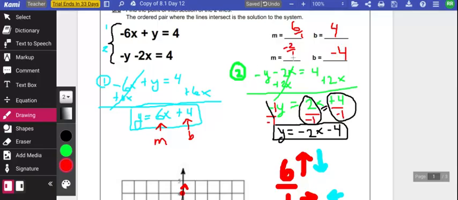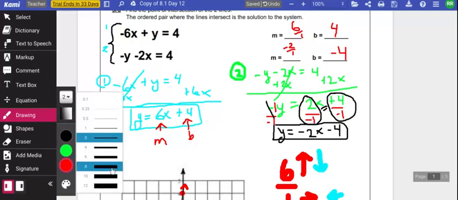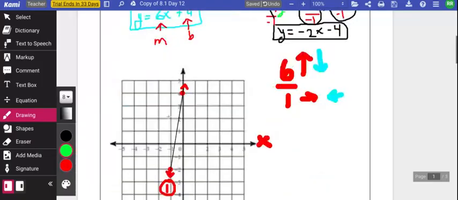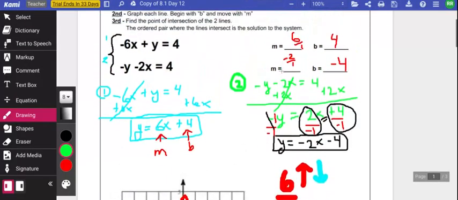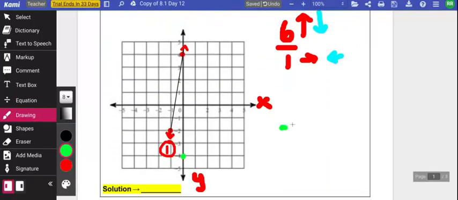So to graph line 2, I begin at b. B is at negative 4. So on the y-axis, I put a dot at negative 4. Okay, right there. And then the slope is negative 2. Okay, so negative 2 over 1. This would tell me to go down 2 and to the right 1.